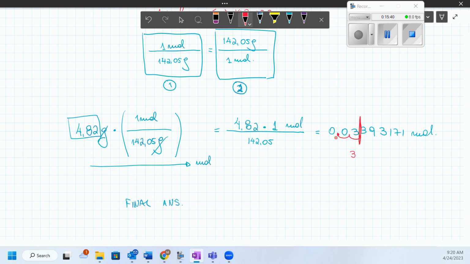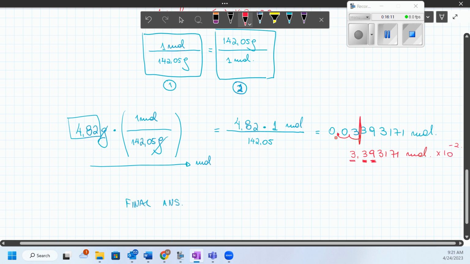So it will be something like 3.393171 moles of sodium sulfate. And when we see this, it still has more significant digits than what we are looking for. We want only 3 significant digits. So that means this is the first significant digit, this is the second, this is the third, times 10 to the power of -2.